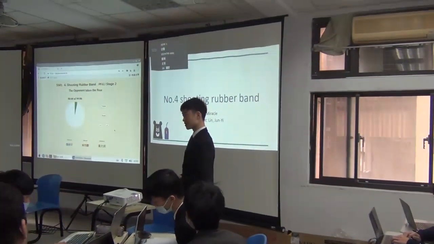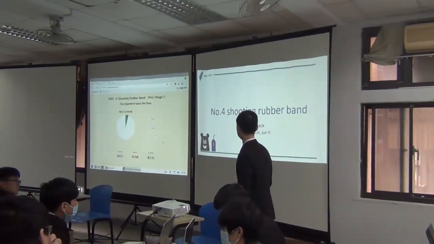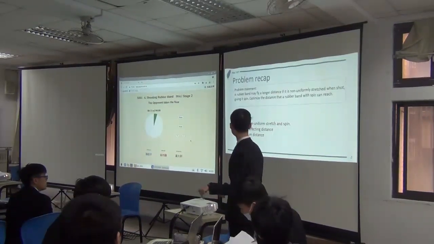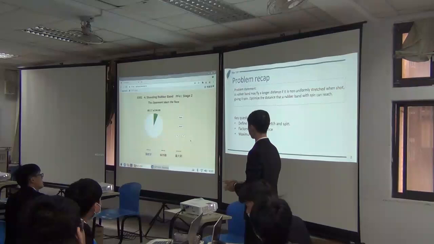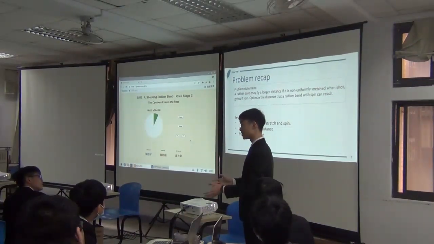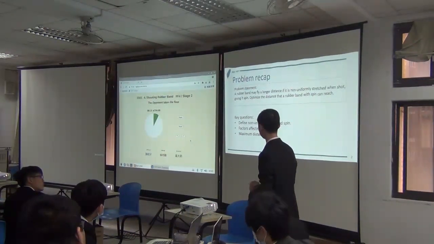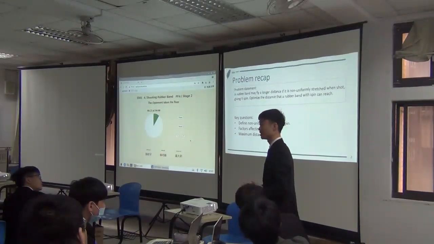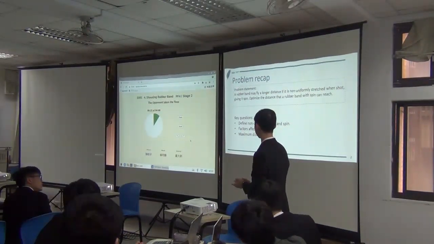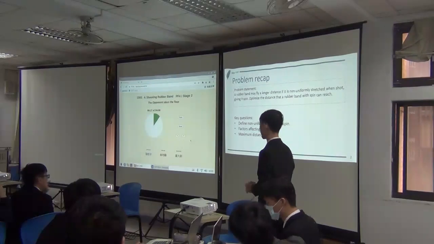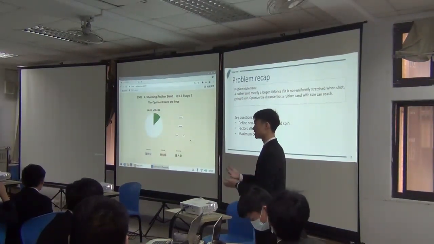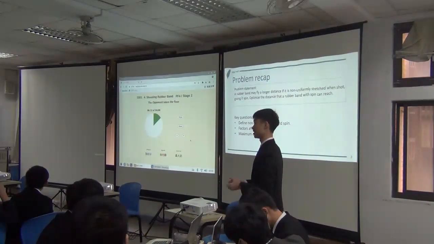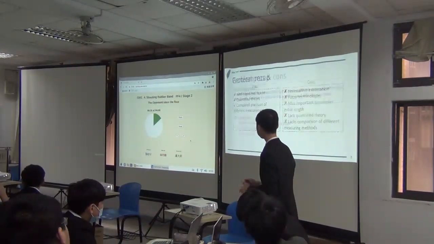Okay, this is the opponent from Team Miracle. They're opposing shooting rubber band. So for the problem recap, the problem states that a rubber band can fly a longer distance if it is non-uniformly stretched, and we need to optimize the distance. So in my opinion, we firstly need to define non-uniform stretch and spin, and then we study the factors affecting distance, and then discuss the maximum distance a rubber band can reach.